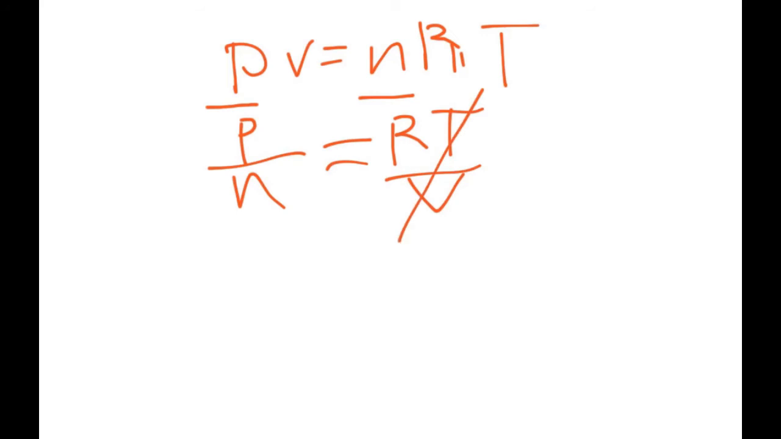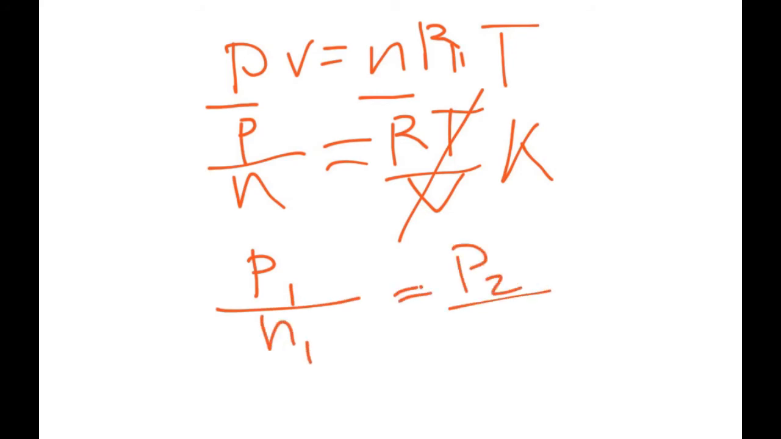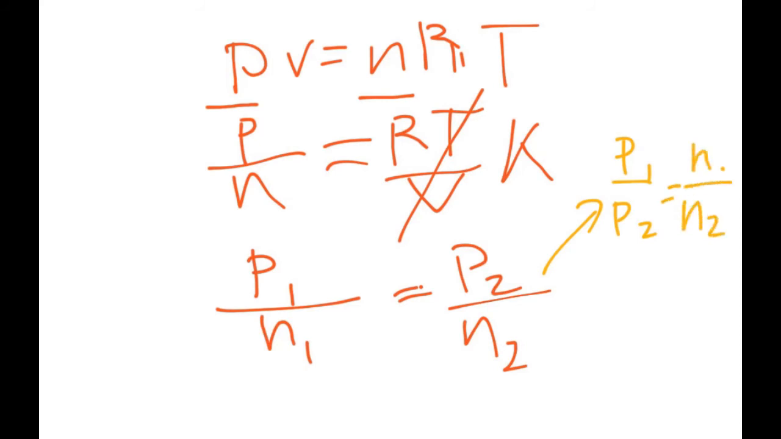And RT over V are all constants, so I could call that a K, and thus I derive the relationship that P1 over n1 equals P2 over n2. Now I can change this even further and switch these two because it's algebraically allowed, and say that P1 over P2 is equal to n1 over n2.